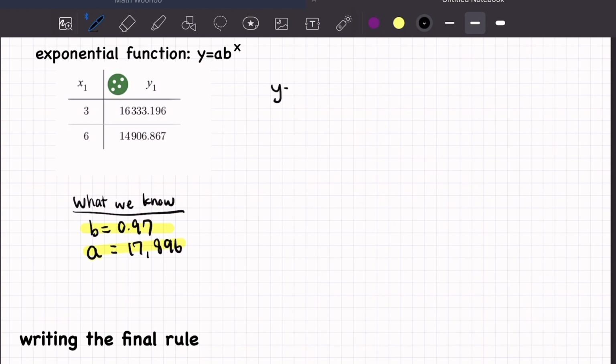So y equals 17,896 instead of A, times 0.97 instead of B, to the power of x. Now this will be our final equation.